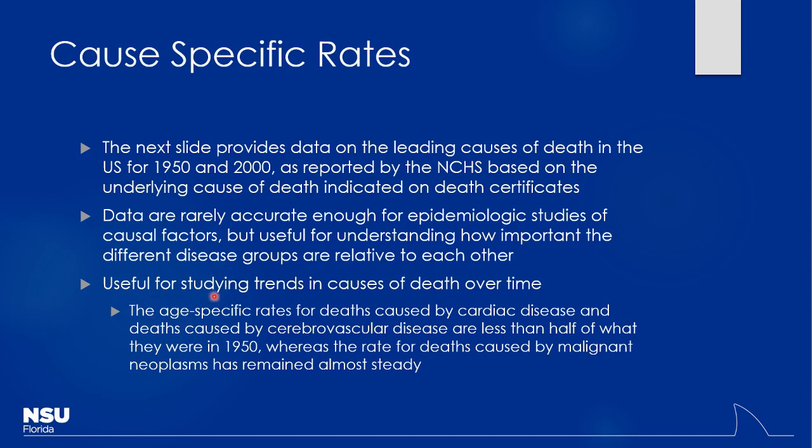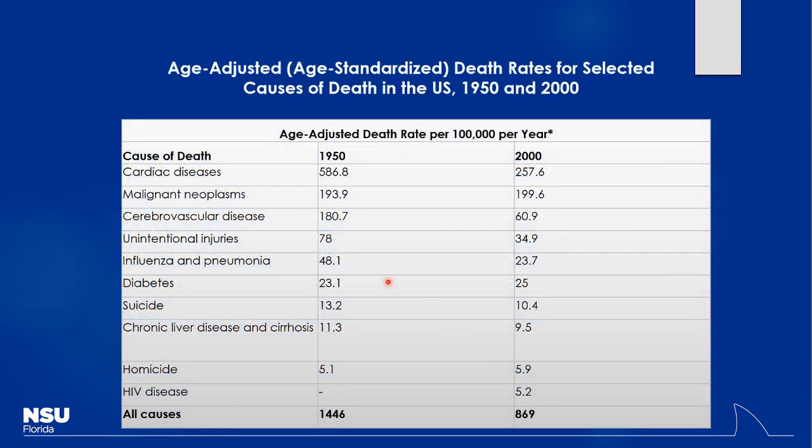Basically, when looking at age-specific rates caused by cardiac disease and cerebrovascular disease, we're going to see that it's less than half of what it was back in 1950, which makes sense because we have better treatment, better preventative medicine, things like that. Whereas we're going to see that certain rates of death remain pretty steady. So if you look here, by using age-adjusted death rates between 1950 and 2000, you can get a good idea of how things are evolving, how these trends are going.